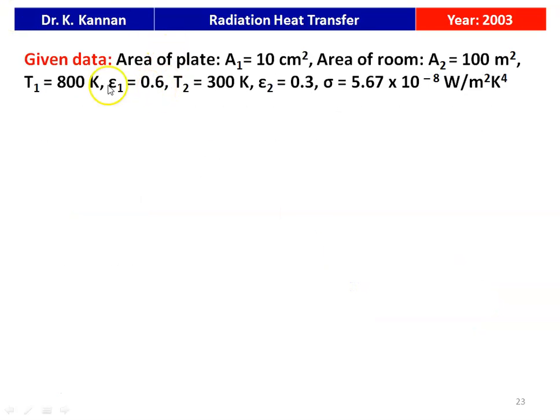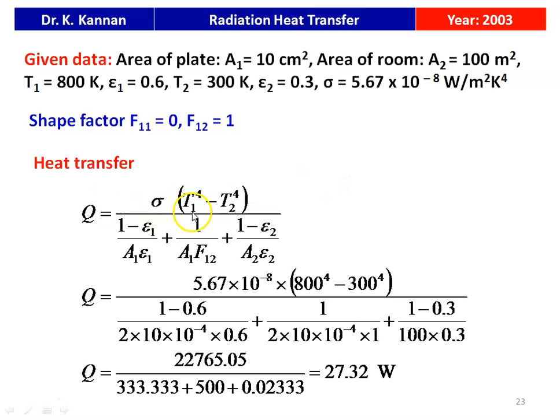So, the given data: area of the plate A1 equal to 10 centimeter square, area of the room A2 equal to 100 meter square, T1 equal to 800 Kelvin, emissivity epsilon 1 equal to 0.6, T2 equal to 300 Kelvin, epsilon 2 equal to 0.3 and Stefan Boltzmann constant is 5.67 × 10⁻⁸. So, the shape factor F11 equal to 0, F12 equal to 1. So the heat transfer is sigma into T1 to the power 4 minus T2 to the power 4, divided by (1 minus epsilon 1) divided by A1 epsilon 1, plus 1 by A1 F12, plus (1 minus epsilon 2) divided by A2 epsilon 2.